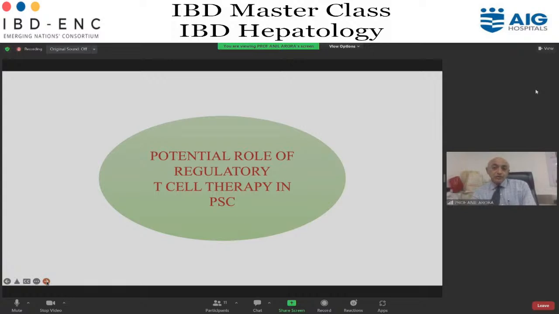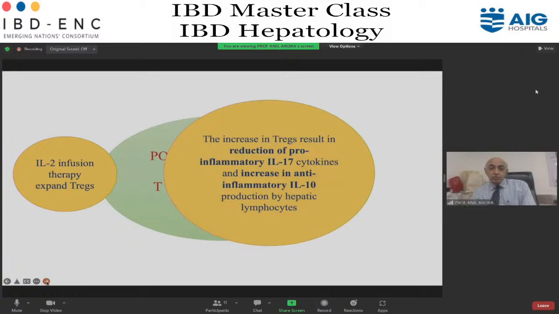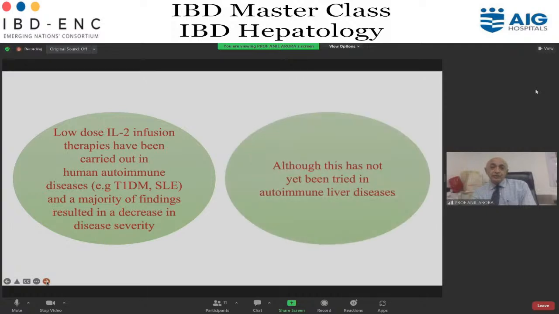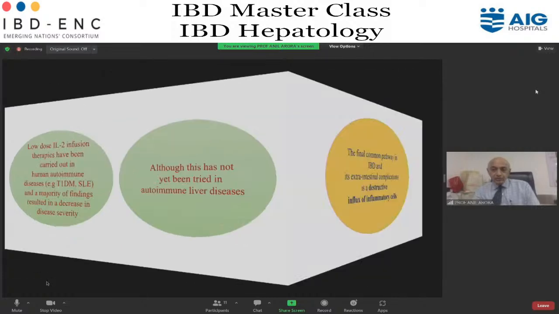What about stimulation of the T regulatory cells? Can we tone down the inflammation in the liver? In fact, it has been tried, at least in experimental animals, that if you give IL-2 infusion, that is going to decrease the pro-inflammatory cytokines like IL-17 and tend to increase anti-inflammatory IL-10 cytokines, which are useful for decreasing the inflammation in the inflamed liver as well as in inflammatory bowel disease. In some of the concomitant conditions like type 1 diabetes mellitus and SLE, this downregulation of the inflammatory milieu by upregulation of the regulatory T cells has been shown to be useful, but somehow it has still not been tried in autoimmune liver disease.